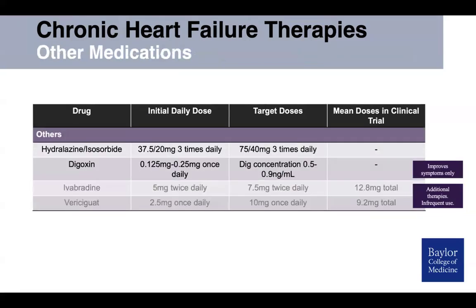There are some additional therapies that may be used in specific circumstances in those patients who are Black, or those patients who are intolerant of ACE, ARBs, and ARNIs due to renal insufficiency. You can consider the use of hydralazine or isosorbide. And digoxin is infrequently used, and really the data is there only to improve symptoms, as well as for those patients that may be intolerant to beta blockers.